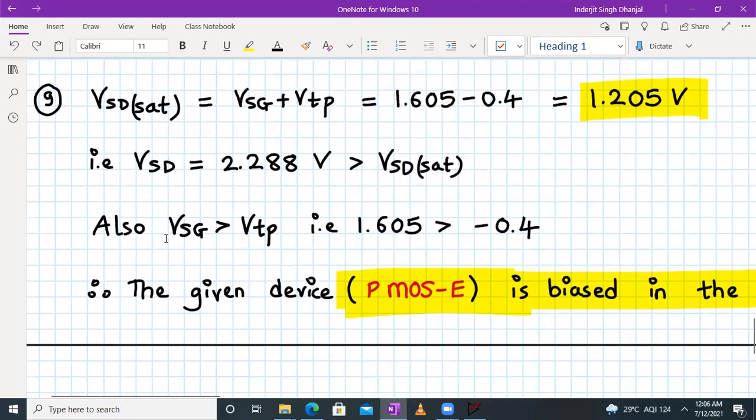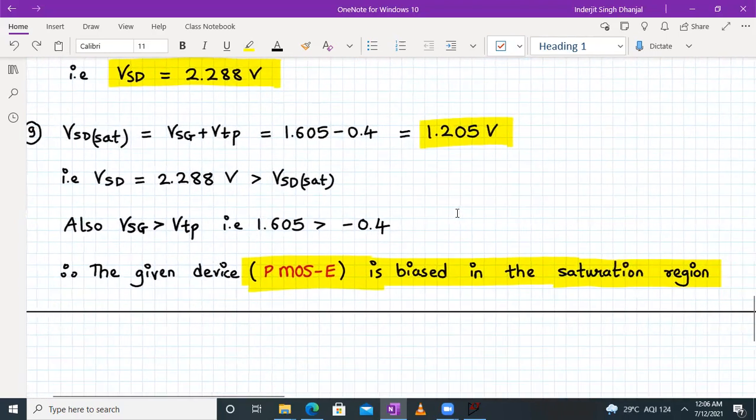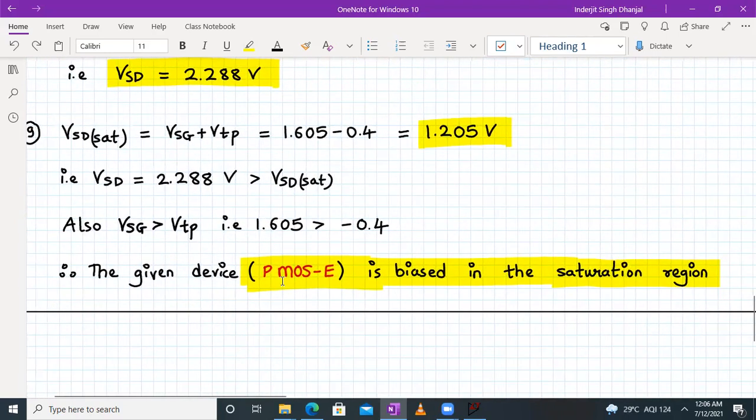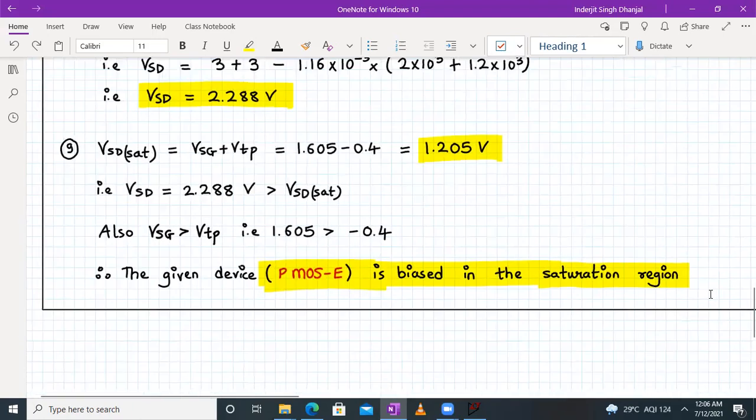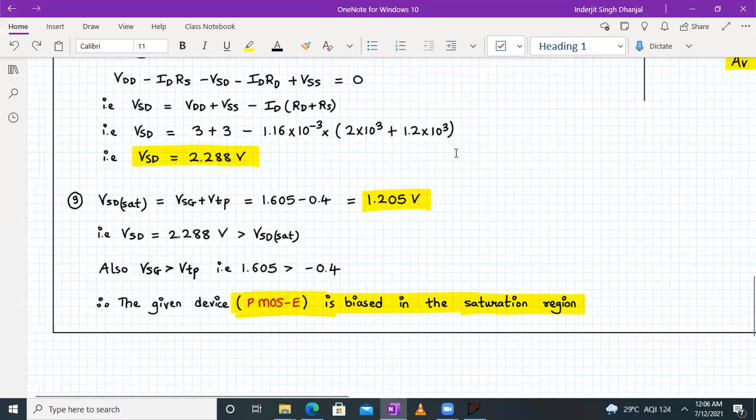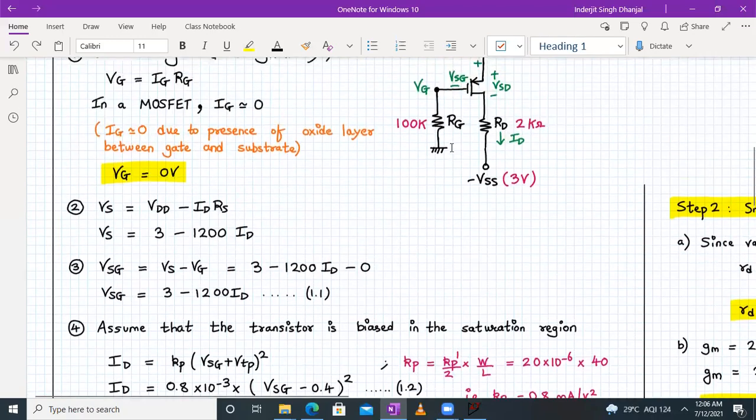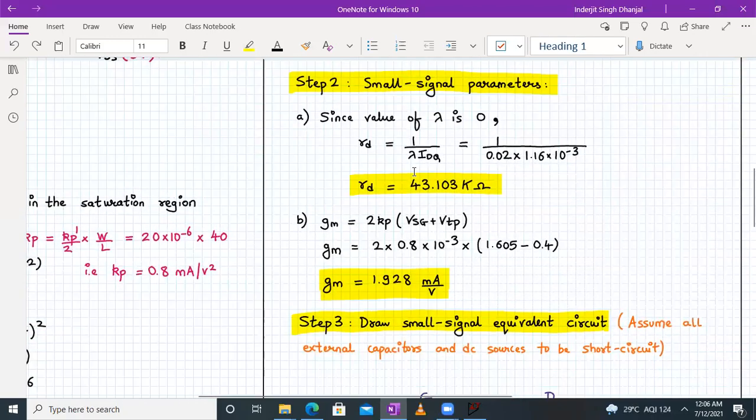About the second condition, VSG should be greater than VTP. So 1.6 is greater than 0.4 without any doubt. Since both the conditions are satisfied, the given device, that is the PMOS enhancement transistor, is biased in the saturation region. So we have confirmed our assumption. Now let's go to the small signal parameter estimation.